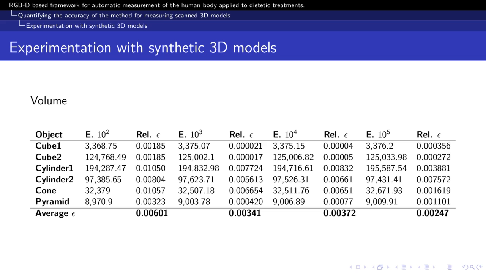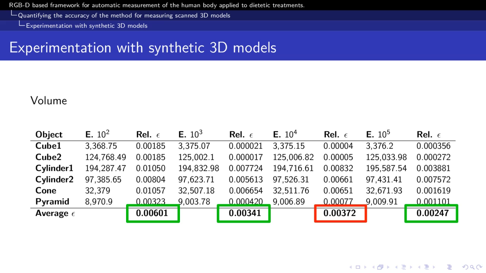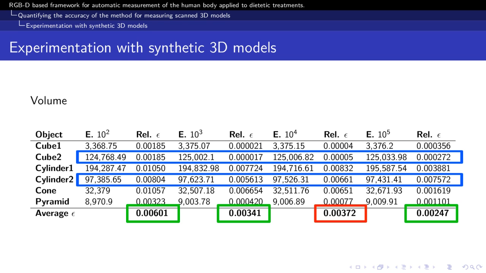Using the same configuration for the volume, we see a different progress. The error decreases with 1000 rays, increases slightly with 10,000, and decreases again with 100,000. But, as we can see in the error levels of each model separately, different patterns are followed. This may be due to the influence of the model's shape and size on the accuracy of the method.